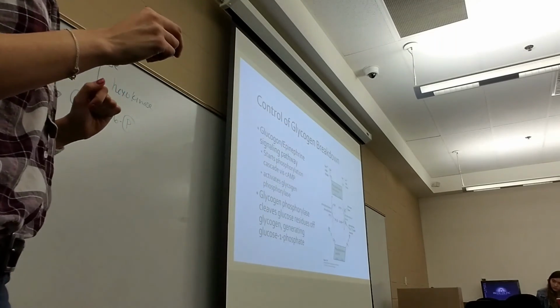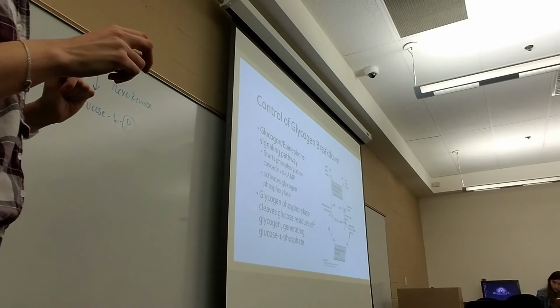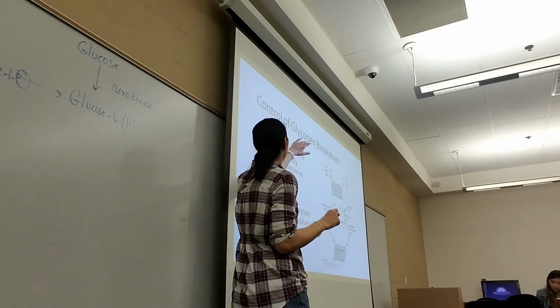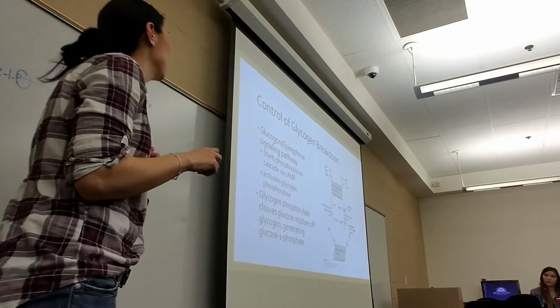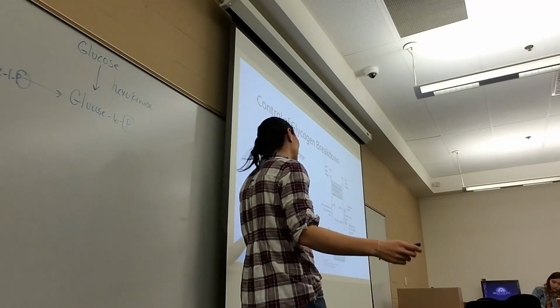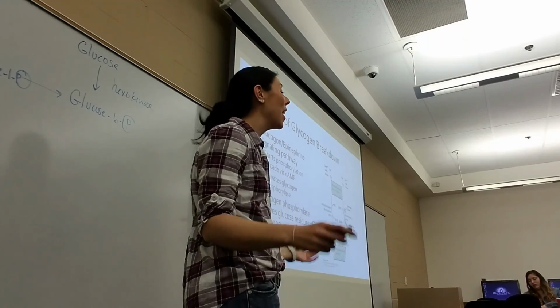Okay, so control of glycogen breakdown. Oh, we're totally out of time. Okay, so glucagon and epinephrine signal pathways. Yeah, we'll work on this not Friday. I was going to start on this, but we're going to run out of time. Any questions?